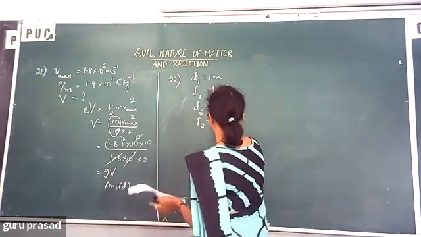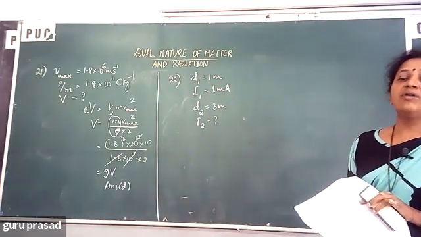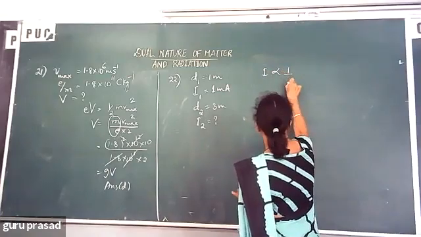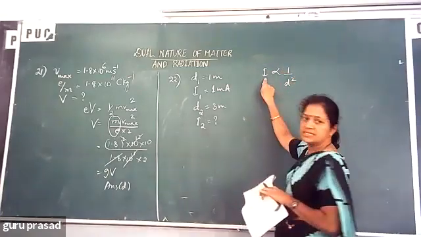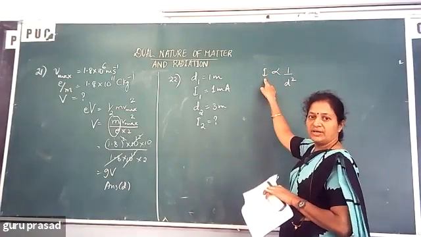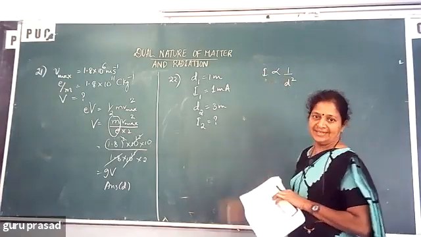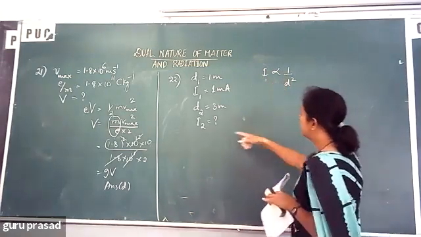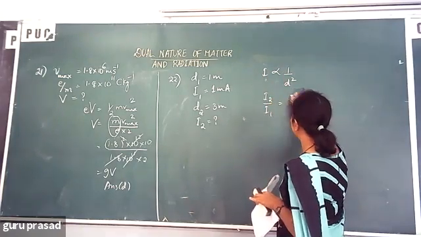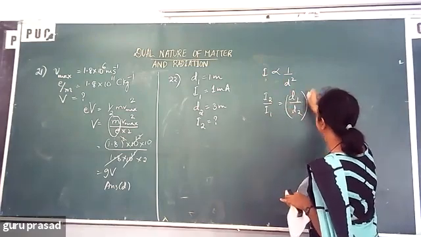I2 is how much? I told you intensity and distance follow the inverse square law. I is inversely proportional to D square. Intensity varies like this. Similarly, photoelectric current is also directly proportional to 1 by D square. Now we want I2, right? So I2 by I1 is D1 by D2 whole square.